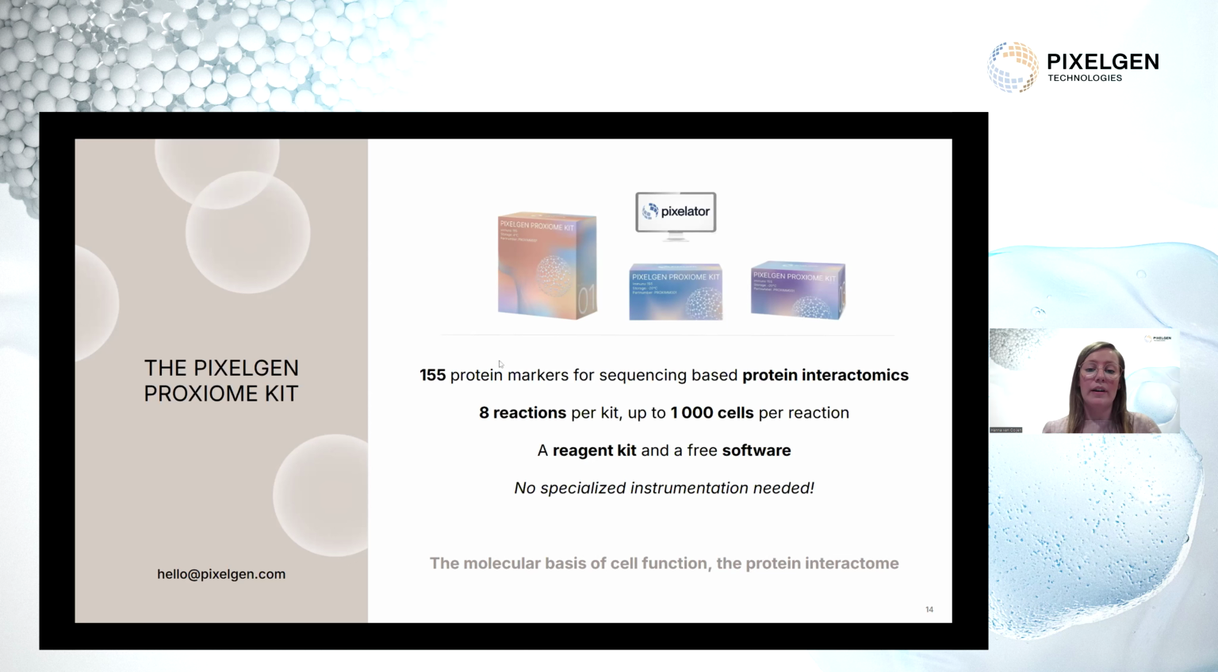It allows you to analyze 155 protein markers, and in each kit you get 8 different reactions, and you can analyze up to 1,000 cells per sample or per reaction. When it comes to the analysis, I've shown you some examples of what the data can look like, but we also have loads of other examples on our webpage, and feel free to reach out to us if you have any particular application examples that you're interested in. We also provide tutorials to help get you started with analysis, and it is free software, so you don't need to buy any specific analysis pipeline.